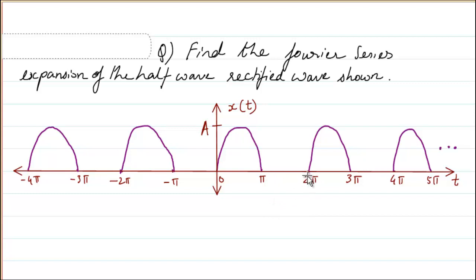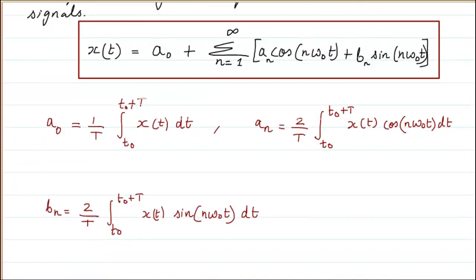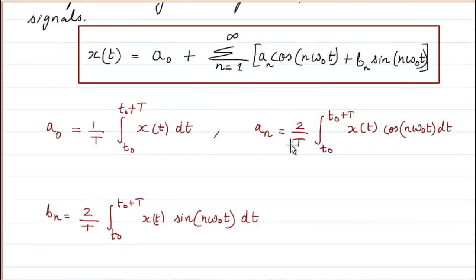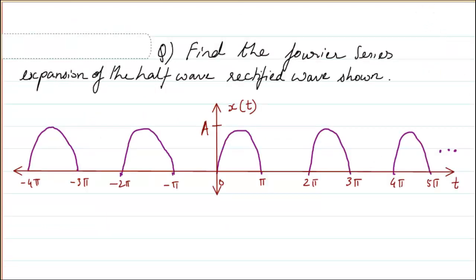Now, based on the equations that we have seen previously, let us try to define x of t. We have to find a naught, a n, b n for different values of n, where omega naught depends on the period T of the signal. The period T is very important because based on that only we are able to write this equation. So using this formula, we will do the problem one by one.